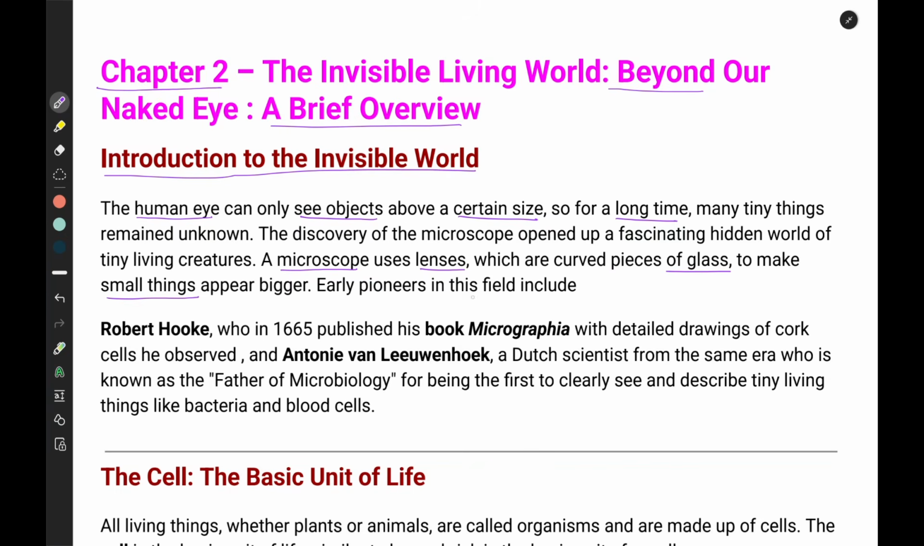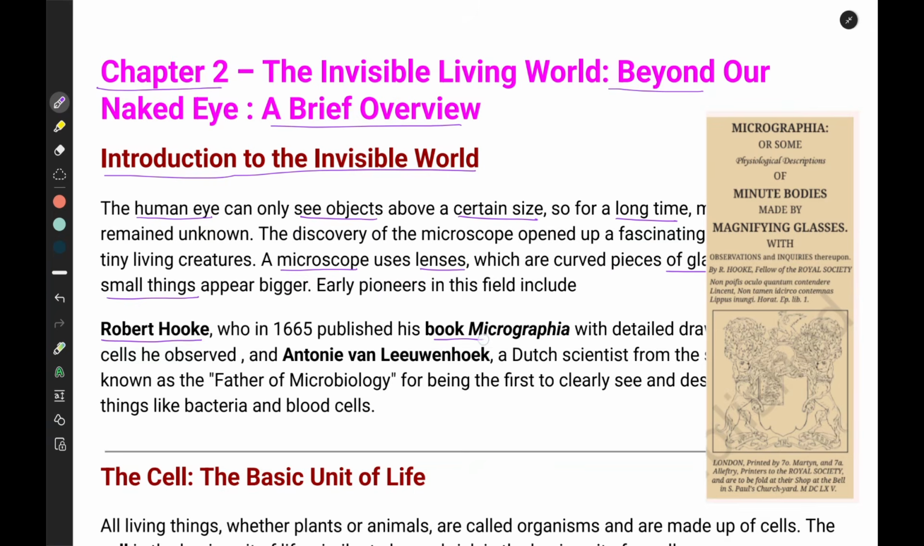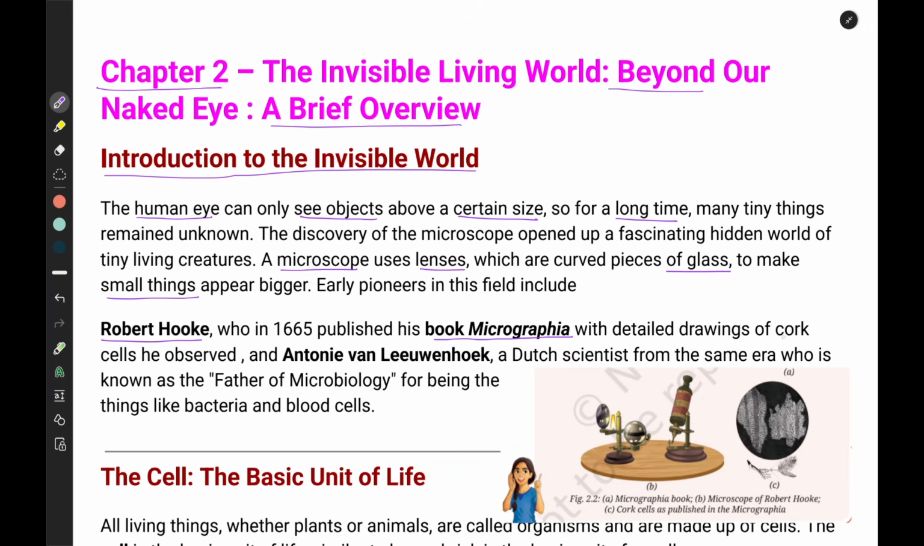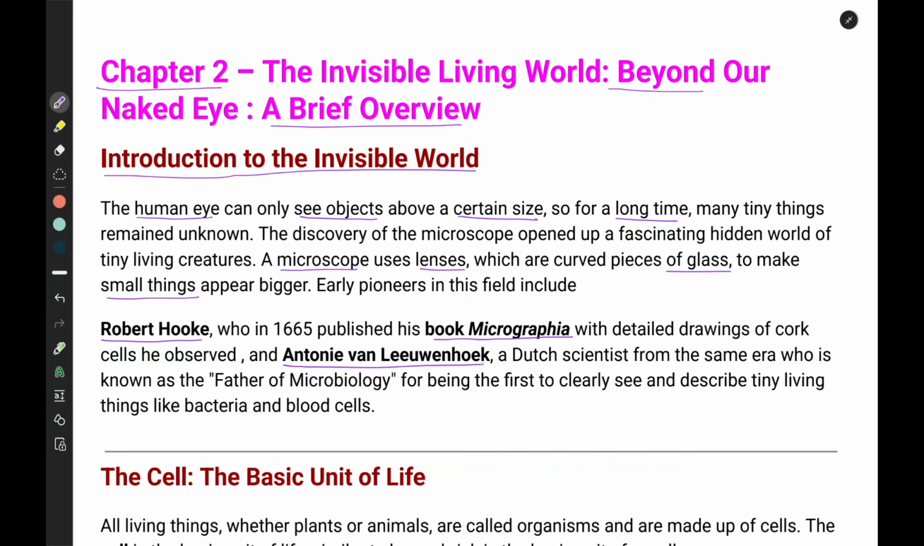Early pioneers in this field include Robert Hooke, who in 1665 published his book Micrographia with detailed drawings of cork cells he observed, and Antonie van Leeuwenhoek, a Dutch scientist from the same era who is known as the father of microbiology for being the first to clearly see and describe tiny living things like bacteria and blood cells.